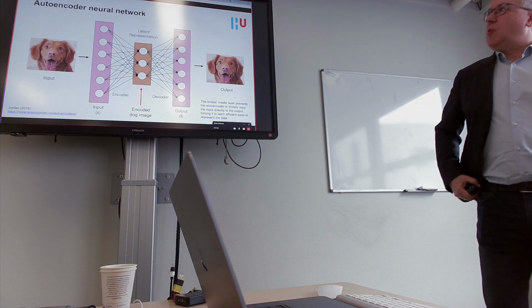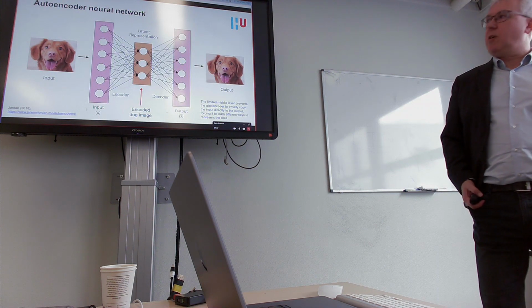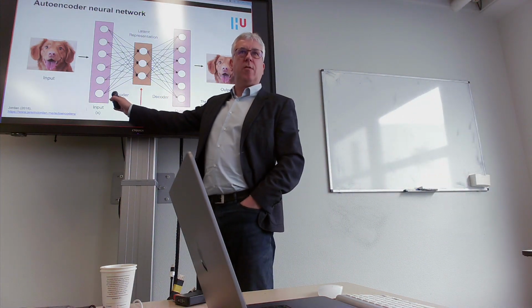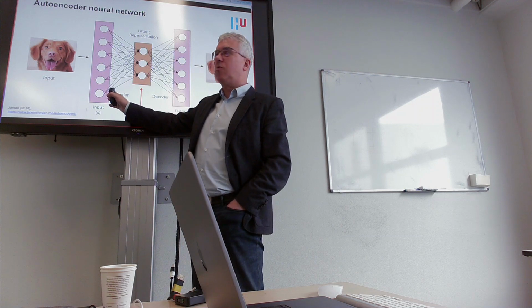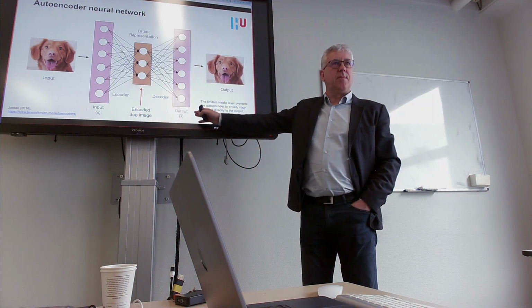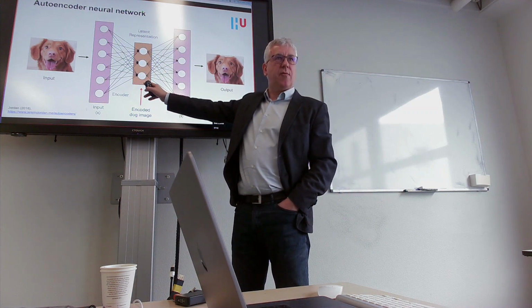So what is an autoencoder neural network? Well, it looks like this. It's kind of a funny neural network, but it has an input layer. We call it an encoder. That's why we call it an autoencoder. And we have an output layer. And what we're trying to do is limit the size of a hidden layer in the middle.